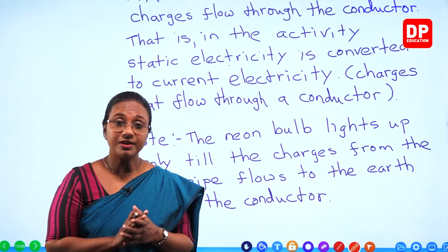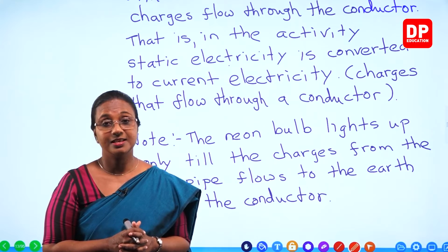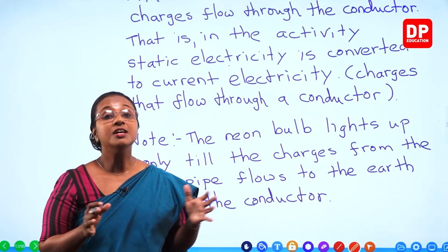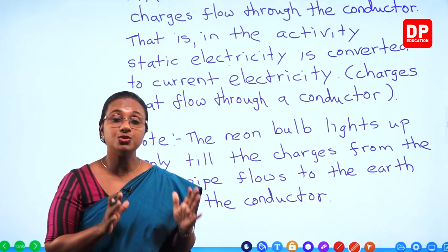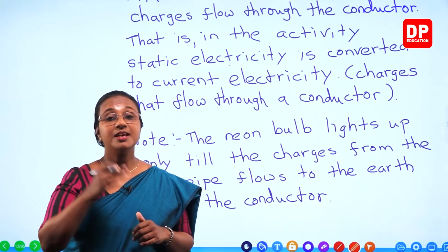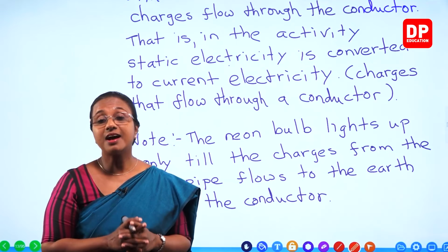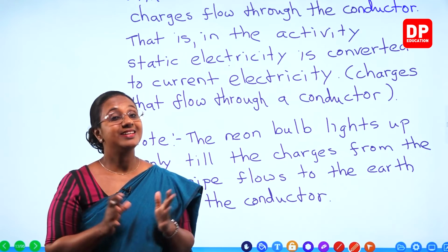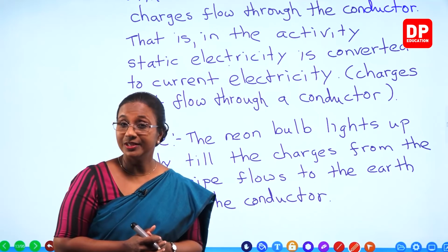So you know the difference between static electricity and current electricity. In static electricity, there are charges deposited on the surface of insulator materials, and these charges do not move. But when there are charges that flow from one point to the other, then there is current electricity flowing through the material. Is that clear to you all? Then we will move on to the next slide.